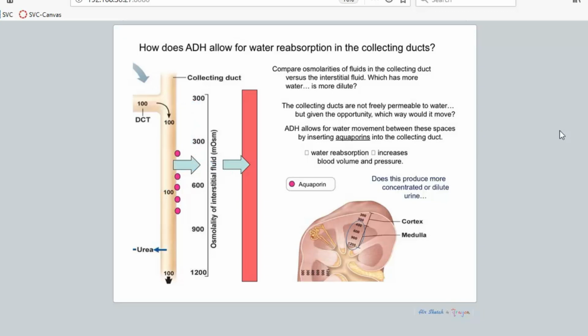And that's exactly what anti-diuretic hormone does. So what anti-diuretic hormone does is it acts on the collecting duct and it causes the insertion of these molecules that we call aquaporins into the collecting duct. And what aquaporins do is they allow water to move from an area of higher concentration to lower concentration into the interstitial fluid and back into the blood. And by doing that, we're reabsorbing water. We're taking water that's in this dilute urine and we're moving it back into the blood.